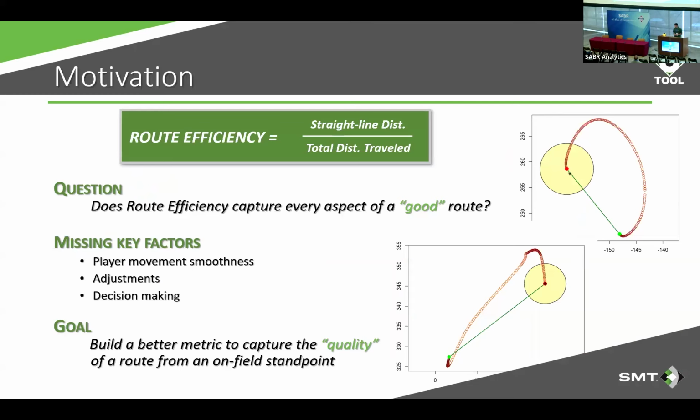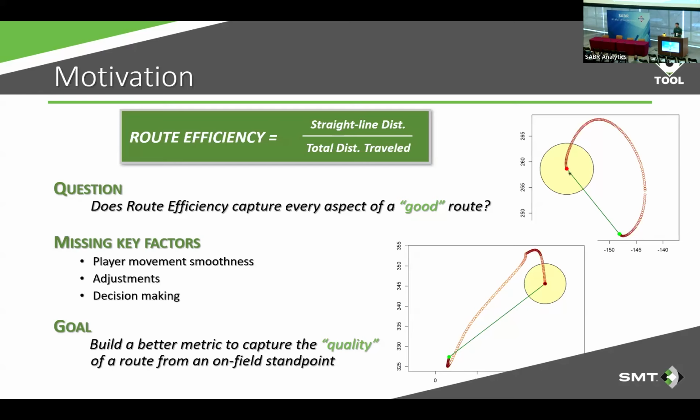Route efficiency, we know as straight line distance divided by total distance traveled. It's supposed to represent how well a route was run. But the question is, does route efficiency capture every aspect of a good route? I would say no, because we see it introduce selection bias to balls that are not caught. And it's also incomplete and insufficient because it only takes into account distance. It's missing multiple key factors such as how smooth a player runs his route, adjustments that a player might make, and decision-making, such as the route at the bottom where he overruns the ball to come around behind the ball to make a play.